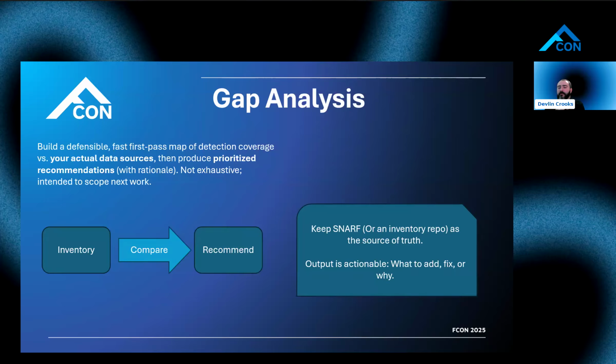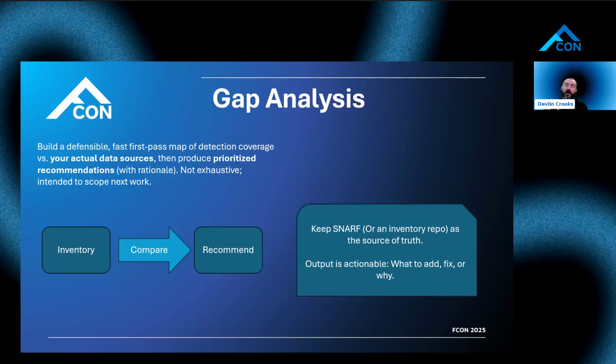And now we're going to start on making some code, and you have your RAG. You want to actually start developing these detections. Well, a great place to start is just using some gap analysis. We pulled in some public repositories and detections. We have those analytical stories, but we don't know where to start. So what we want to do is build a defensible first fast pass map of detection coverage. Note, this is not exhaustive. It's really just designed to scope and identify easy or obvious gaps.